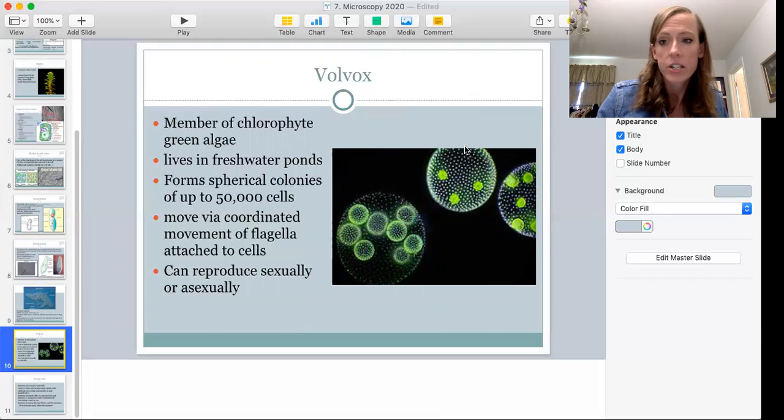So this is a hollow ball, and inside there are daughter colonies, which then are offspring of the parent colony. All of these little cells outside have flagella, which again work in a coordinated fashion to allow movement of the Volvox colony. So they're also a neat organism we're going to have you look at under the microscope in lab this week.